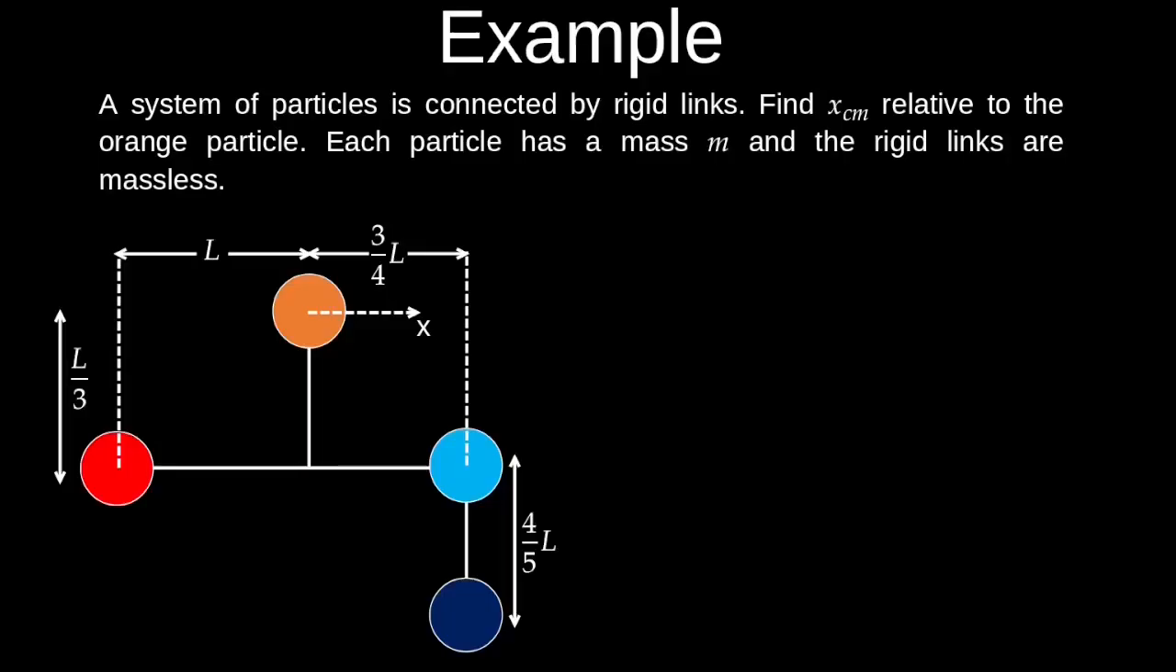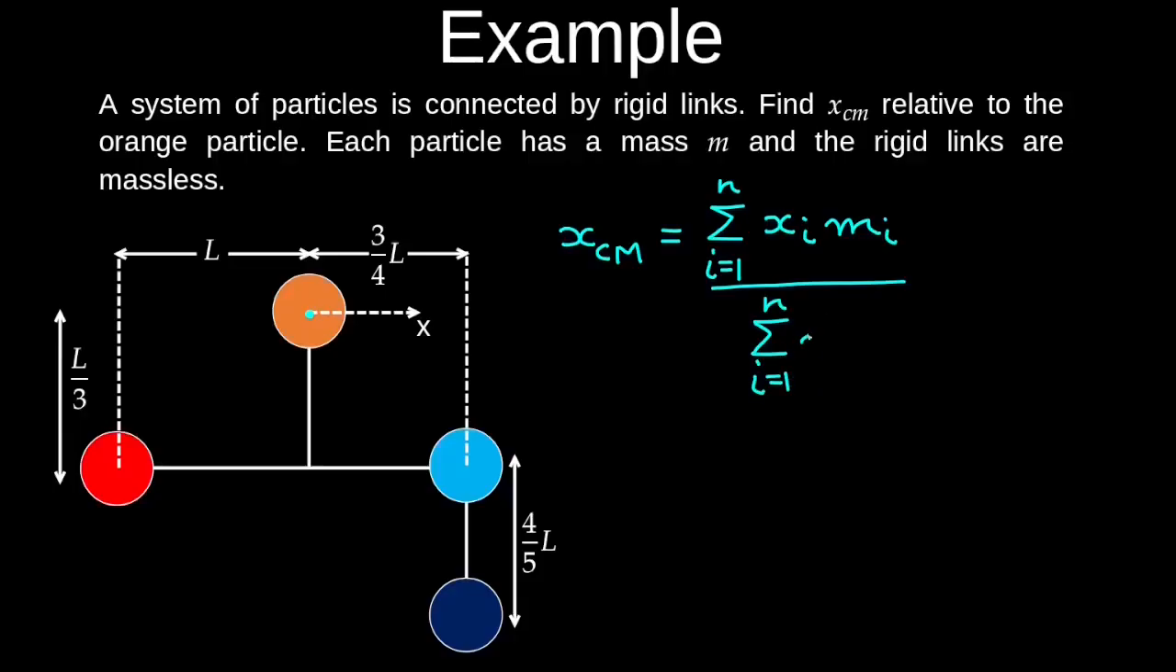A system of particles is connected by rigid links, and we're asked to find the horizontal center of mass relative to the orange particle. And each particle has a mass m, and the rigid links are massless. So writing our expression for the center of mass, what we do is multiply the horizontal distance to the particle relative to the orange particle as we're asked, and then multiply that by the mass of the particle.